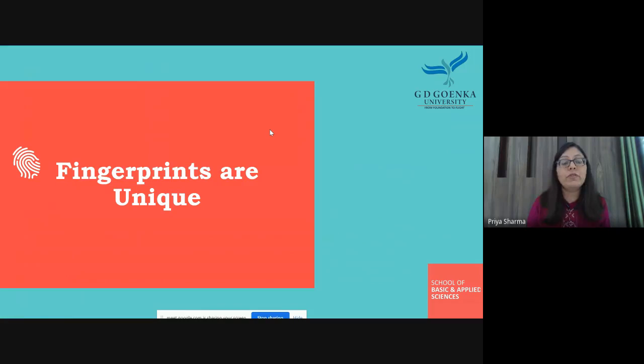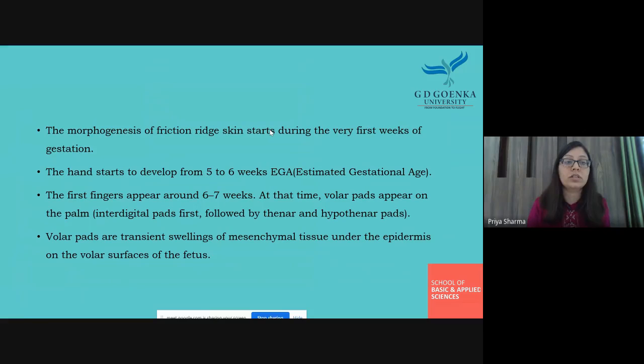Now the second principle was why fingerprints are unique. As it is said that fingerprints are unique in nature, for that we can discuss morphogenesis. The friction ridges start to develop when the baby is in the womb. First the hand starts to develop, and then the fingers get developed, and there is formation of volar pads. Volar pads are basically the swellings of mesenchymal tissue under your epidermis.